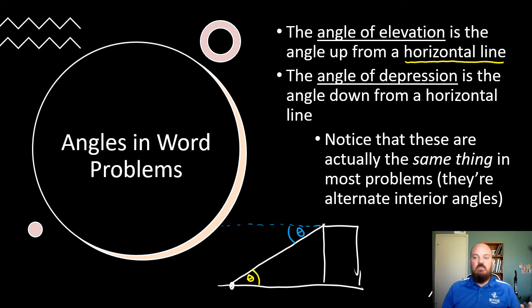So the angle of elevation and the angle of depression are the exact same angle. It just depends on the wording of the question. Usually it's where the person is standing. If the person's standing on the ground, we call it an angle of elevation. If the person's standing on the top of the building, we call it the angle of depression. But it doesn't really matter. It's the same thing.